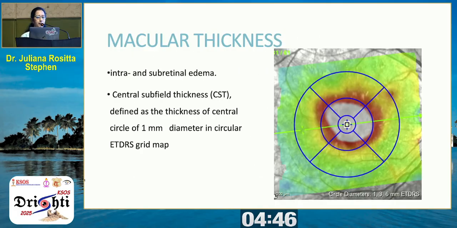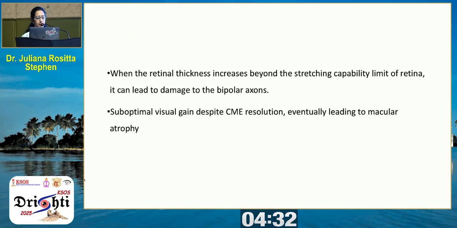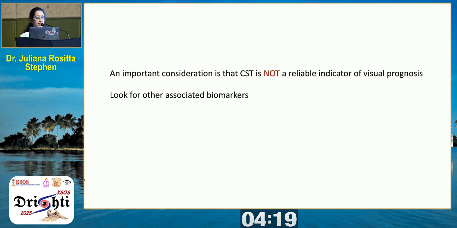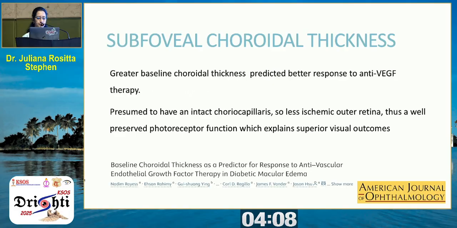Next biomarker is the macular thickness. So increased macular thickness is due to intra and subretinal edema. Central subfield thickness is defined as the thickness of the central circle of 1 millimeter diameter in the circular ETDRS grid map. When the retinal thickness increases beyond the stretching capability of the retina, it can lead to damage to bipolar axons, leading to suboptimal visual gain. It is important to consider that CST alone is not a good and reliable biomarker to indicate the visual prognosis. We have to always look for the other associated biomarkers.